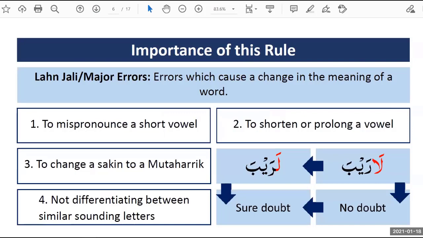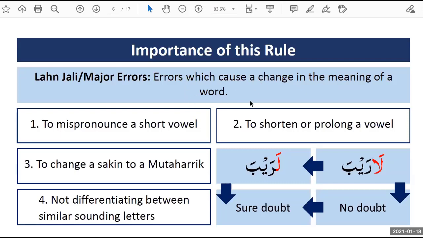So, why is this rule important? What I mean by this is, why is it important for us to learn this rule? In the very first lesson, the teacher covered the 2 broad categories of errors, which are lahn jali, which means major errors, or the errors which cause a change in the meaning of a word, and lahn khafi, which means hidden errors. People like us, you and me, won't be able to notice those. Only the people who speak the Arabic language or who have learned it would notice them. So it's the major errors, lahn jali, which we need to avoid because they will cause a change in the meaning of the Quran.